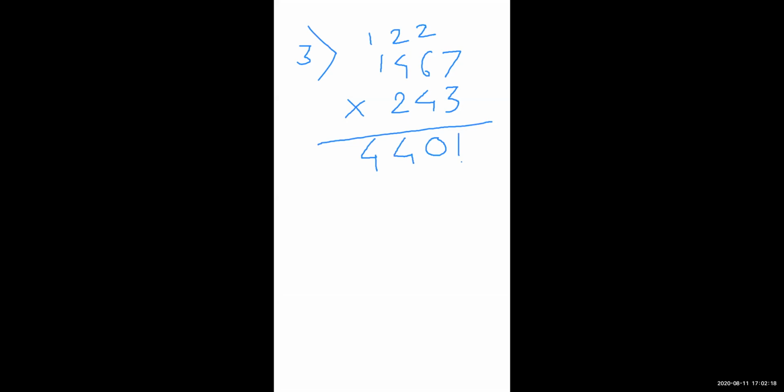Yes, it means after multiplying by 3 units, you will get 4401. Okay, means 1467 multiplied by 3 units gives 4401. Now, the second step. 1467 multiplied by 4 tens. Yes, 4 tens means 40.